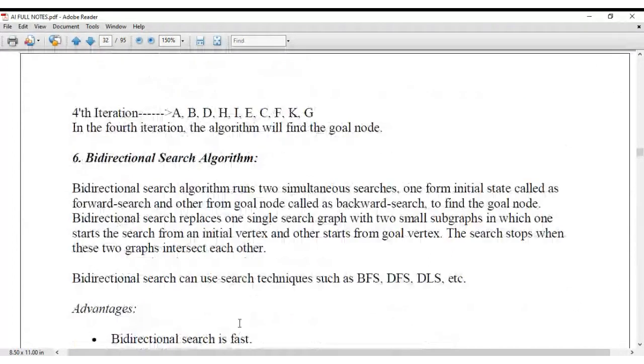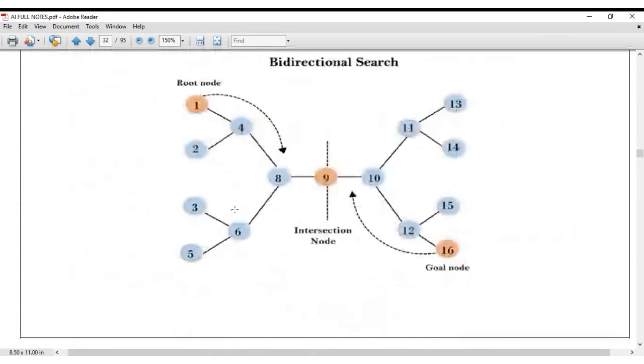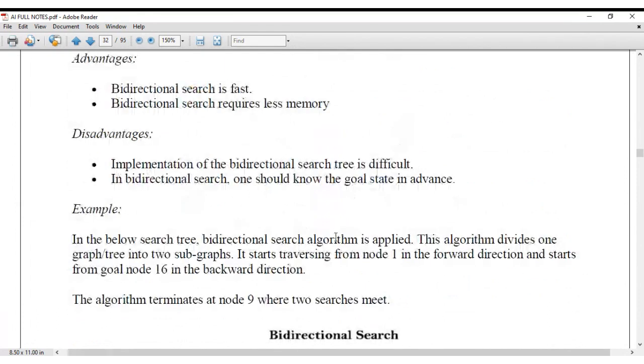In other words, the search does not only start from the root node, it can also start from the end node. And where the search intersects, that's where the search stops. Basically, one of the advantages is that it is fast.